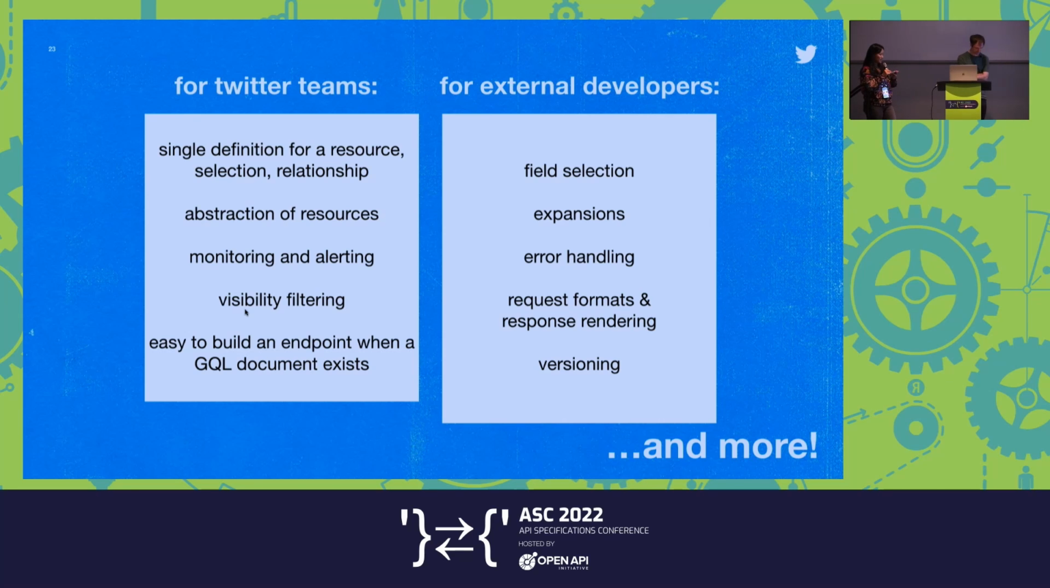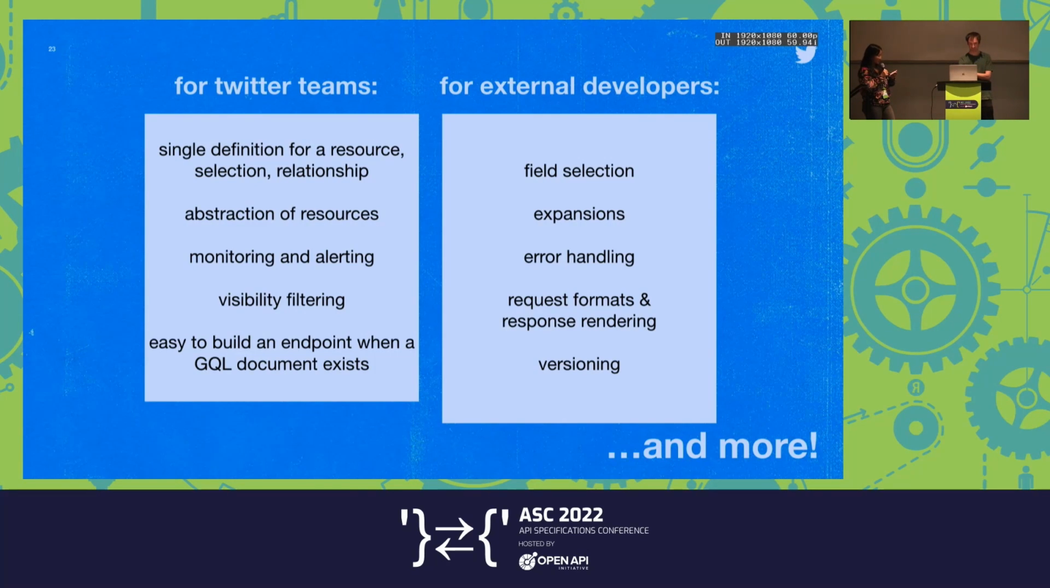Visibility filtering is also built into the platform. This means that the platform will ensure that only the allowed resources are returned in response. For example, if someone has you blocked, you can't see their tweets and you won't get them back in your response. And as a result of the simple configuration process, endpoint development can be pretty easy when a GraphQL document exists. This makes it faster to add newer Twitter features, even ones that aren't available in v1.1, to the API platform. Our Spaces endpoints are an example of this.